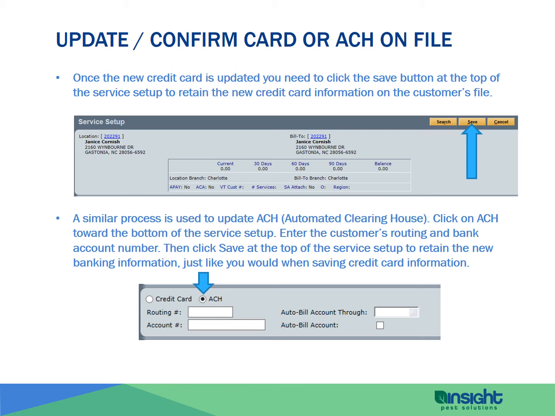A similar process is used to update ACH, which stands for Automated Clearinghouse. This is what you would update if a customer wanted to pay using their bank account. Click on ACH towards the bottom of the service setup. Then enter the customer's routing and bank account number. Then once again click Save at the top of the service setup to retain the new banking information, just like you would when saving a credit card. In order to process an ACH payment, you would need to forward this to your team lead.